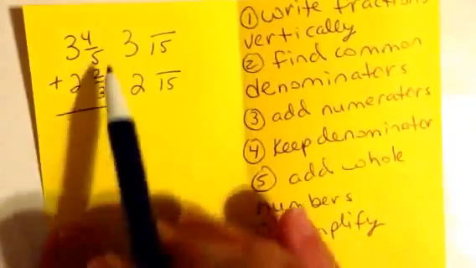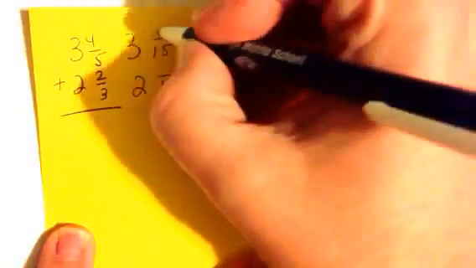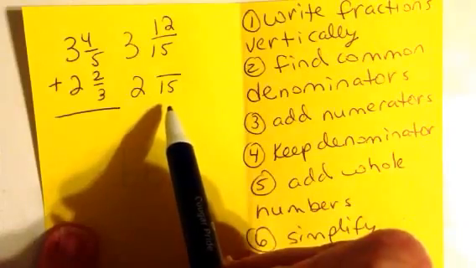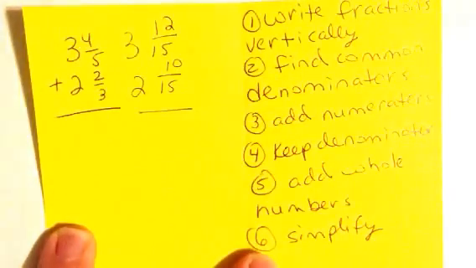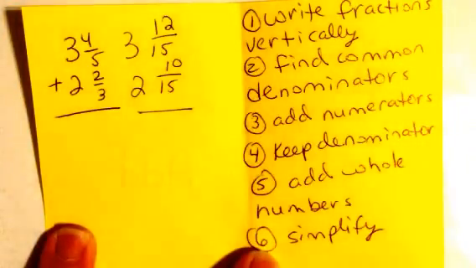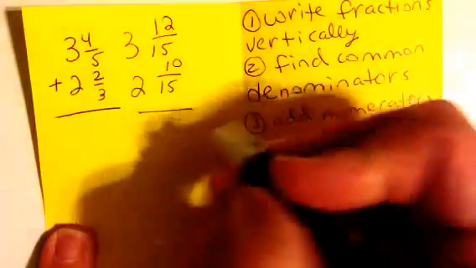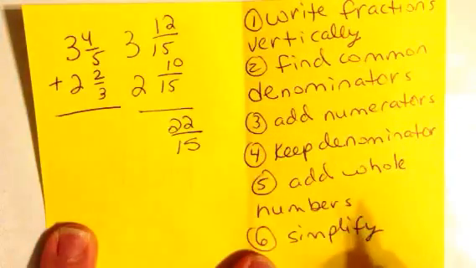To get from 5 to 15, I multiplied by 3, so I multiply the 4 by 3 and get 12. To get from 3 to 15, I multiply by 5, so I'm going to multiply the 2 times 5 and get 10. Now I have my fractions written with common denominators, and I can just add. I'm going to add the numerators. 12 plus 10 gives me 22. Keep my denominator of 15. Add my whole numbers. 3 plus 2 is 5.